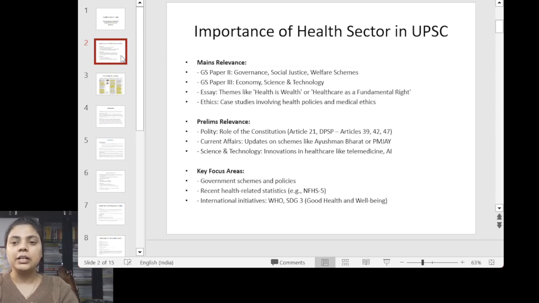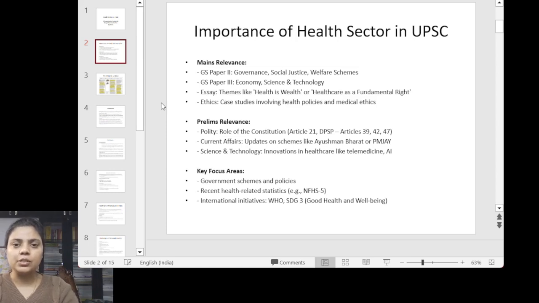I have connected this topic to GS paper 2 also, in governance and social justice. We are going to see certain articles of polity, especially fundamental rights and DPSP, and how they are connected with this. I have given you the prelims relevance also. Apart from that, you can see here the case study. In the ethics paper, we can see this kind of health-related issue and case study, like what we recently saw happen in West Bengal with one of the doctors.